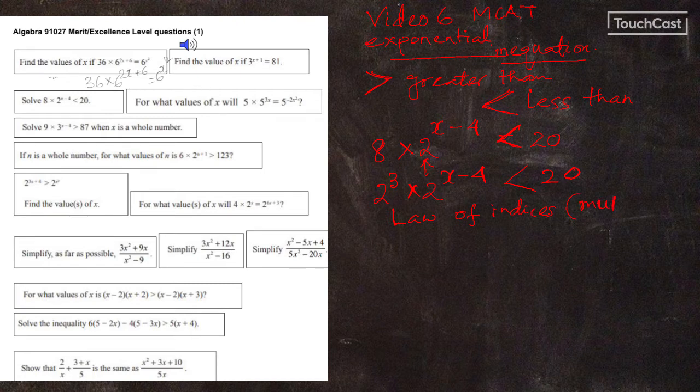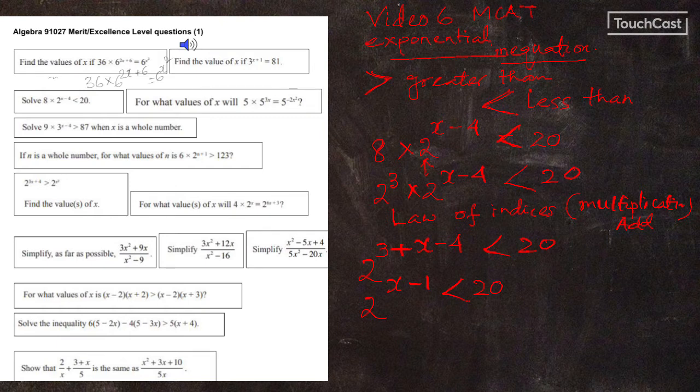in multiplication. And that'll give me 2 to the power 3 plus x minus 4. In multiplication, we add indices. Remember that. Add indices, right? Is less than 20. Inequality we are doing, not equations. Inequations. So 2 to the power 3 minus 4 will give you 2 to the power x minus 1 is less than 20.